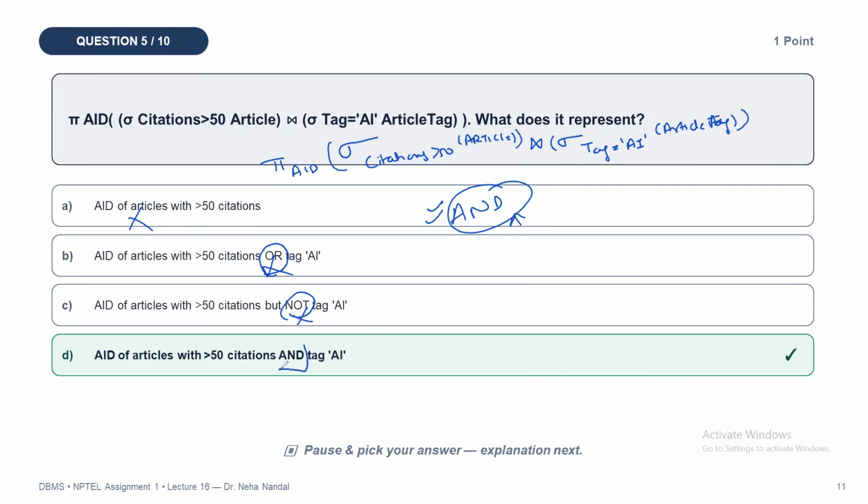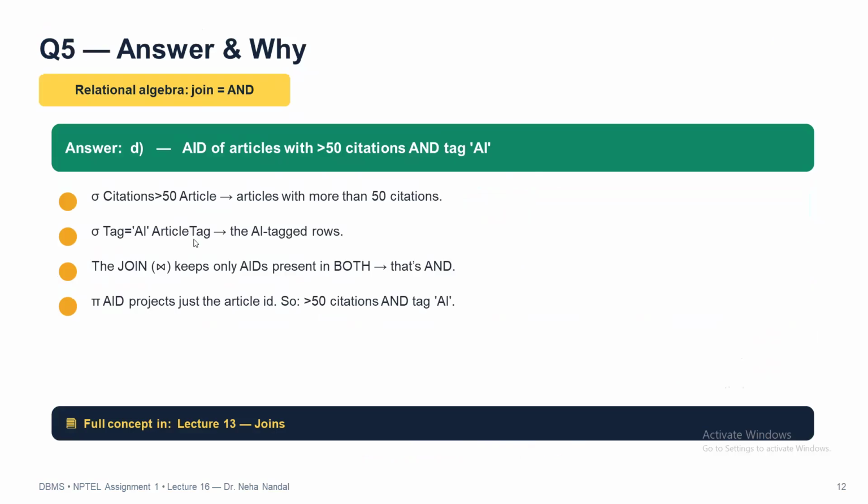Only one option is left where AND is mentioned: AID of articles with greater than 50 citations and tag AI. Because a join works on the common things appearing in both. Natural join works in that way only, and we already discussed it. That is the symbol of natural join. I hope you got this answer. So let's see the explanation. AID of articles with greater than 50 citations and tag AI is the correct answer.